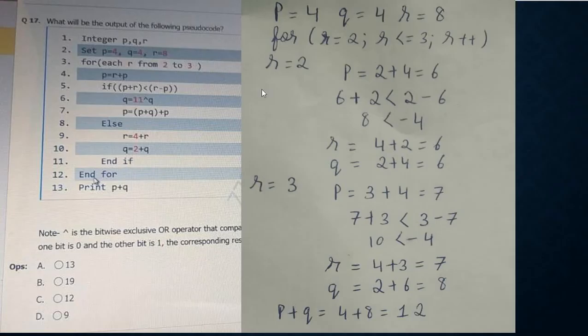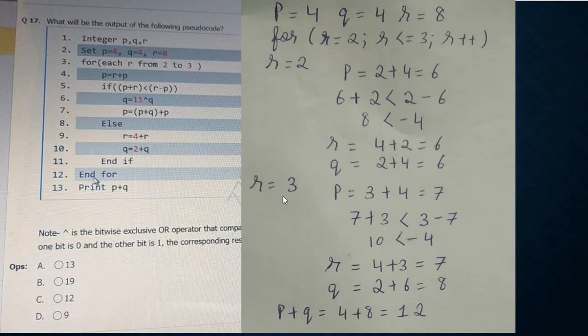For this question, P is 4, Q is 4 and R is 8, and the loop will start from R equal to 2 till R less than equal to 3. So when R is equal to 2, P is R plus P, which is 6, and it will check the if condition, that is if 8 is less than minus 4, which is false. So it will move to the else part, in which the value of R is 4 plus R, which is 6, and the value of Q is 2 plus Q, which is 6.